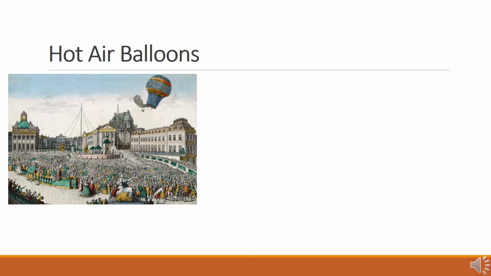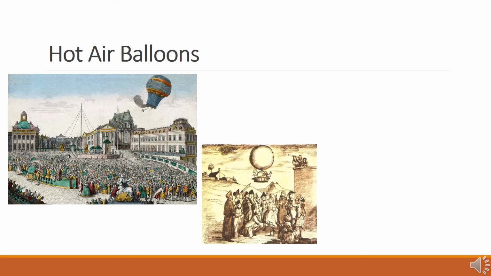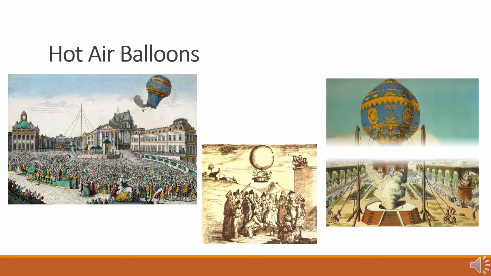A year later, they sent up a second balloon, this one carrying a tub that held a duck, a rooster, and a sheep, the first aeronauts. Then only 2 months later, they constructed yet another balloon, this one large enough to carry a human into the atmosphere.